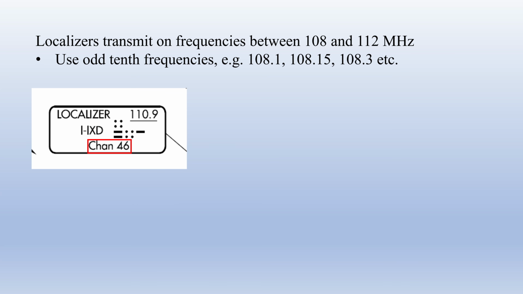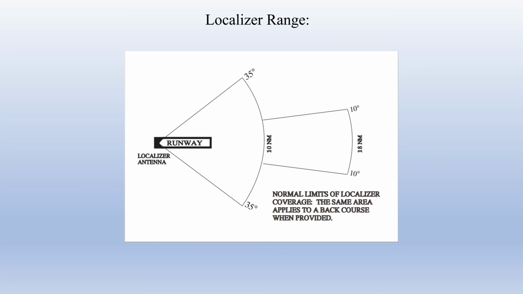Like VORs, localizers can also be equipped with distance measuring equipment, or DME. We can tell if a localizer is so equipped if the nav data box for it has a channel frequency on FAA charts. The range of a localizer transmitter is 10 nautical miles if you're within 35 degrees of the course, and out to 18 nautical miles if you're within 10 degrees of the course. This distance may be greater if it is charted as such on the approach plate, but this is fairly rare for standalone localizer approaches.